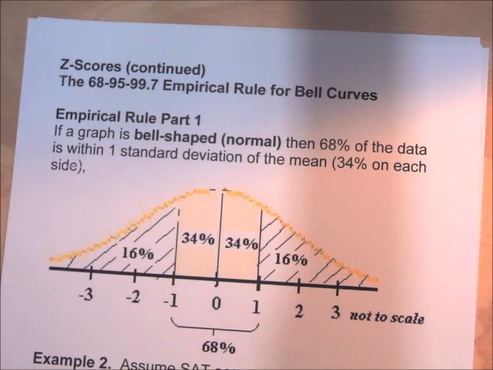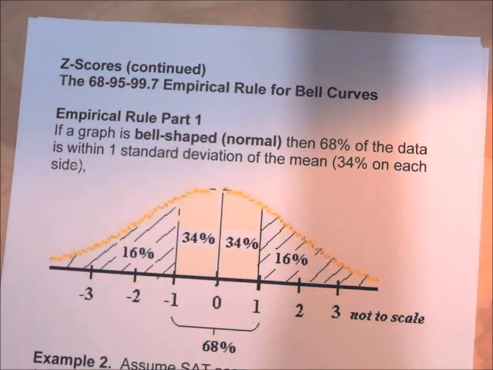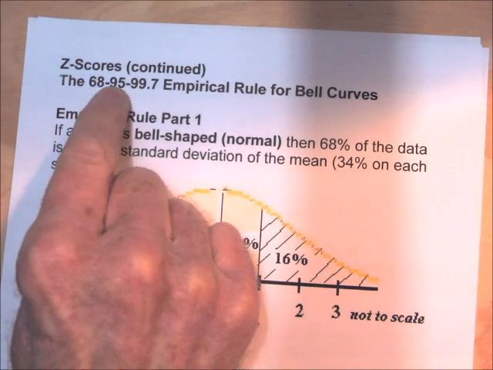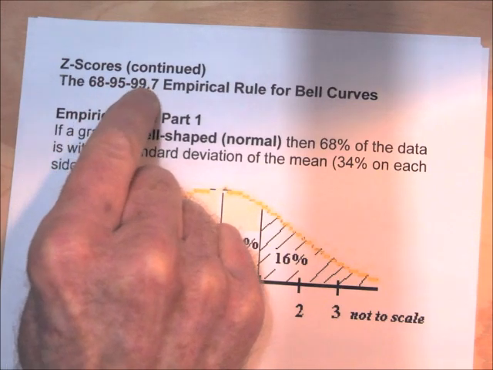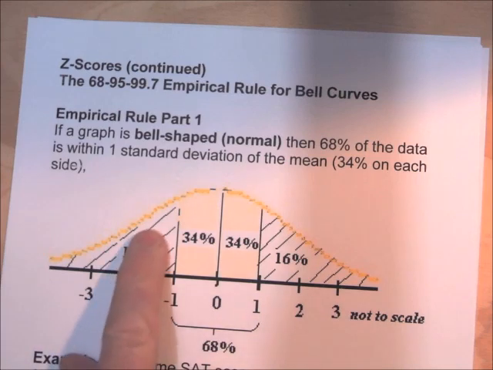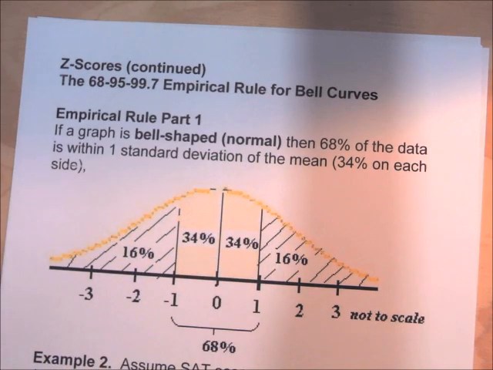So, we're going to be working with the empirical rule, also called the 68, 95, 99.7 rule. And the empirical rule is going to have 3 parts. The 68 is part 1, the 95 is part 2, and 99.7 is part 3.